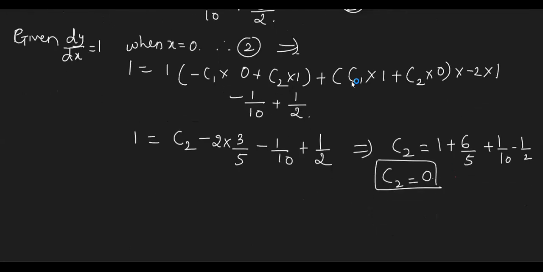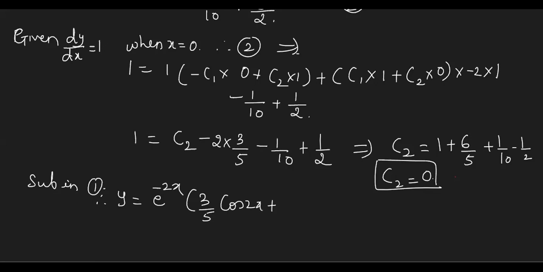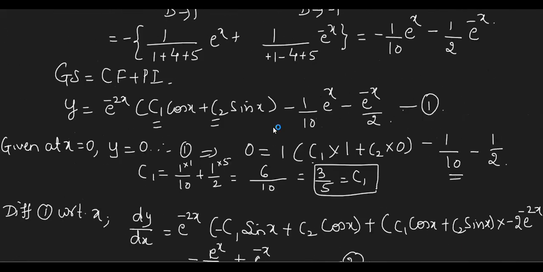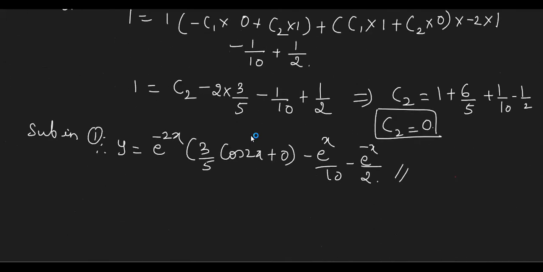After getting this, the last step is there. Substitute in 1. Hope you can complete that part. Therefore, y equal to e raised to minus 2x into C1, which is 3 by 5, cos 2x plus 0, minus e raised to x by 10 minus e raised to minus x by 2, I guess. This is the answer. In this equation 1, I am substituting C1 as 3 by 5 and C2 as 0, and we are getting the answer. That's all.